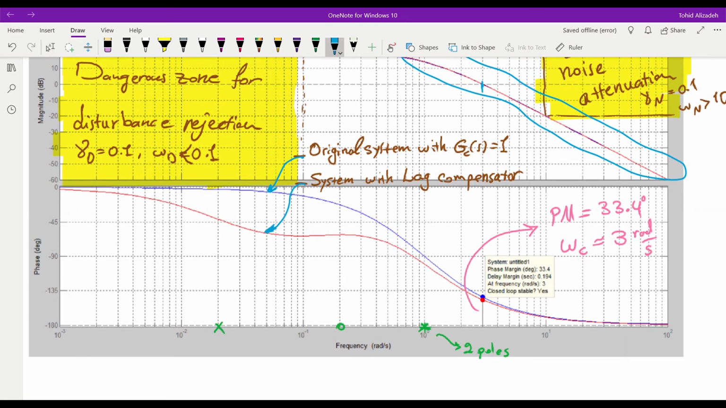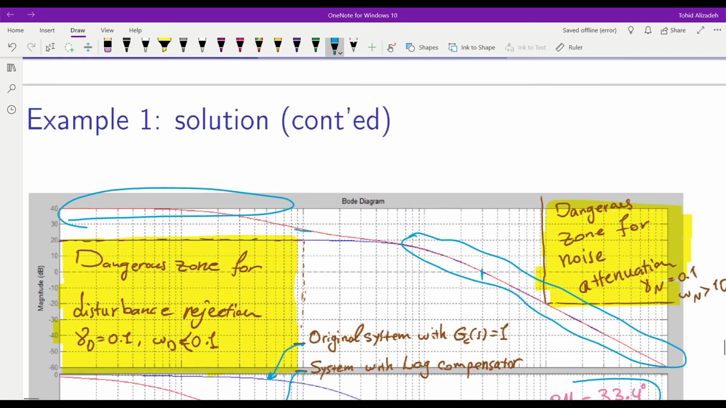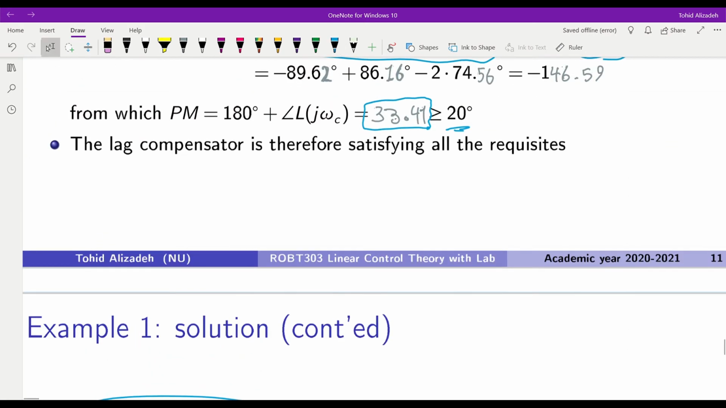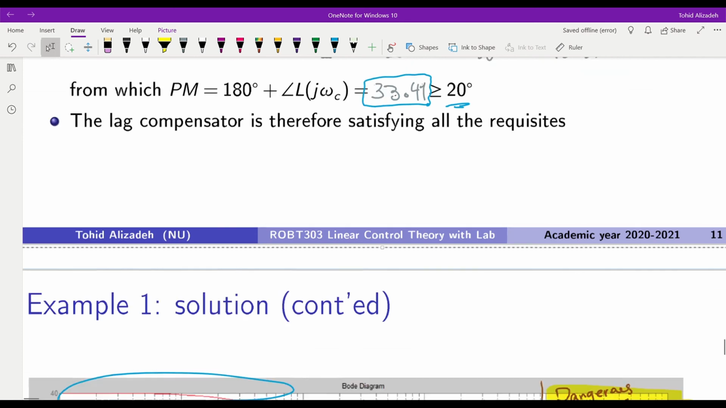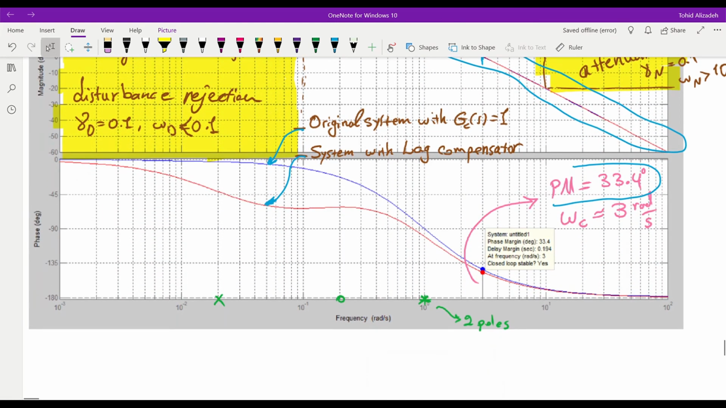And in terms of the phase margin, 33.4 is now the phase margin. It's a little bit decreased compared to the case with GC of s equal to 1, the proportional one, but still it is fine. So we are fine with all the requirements. All of them are satisfied.